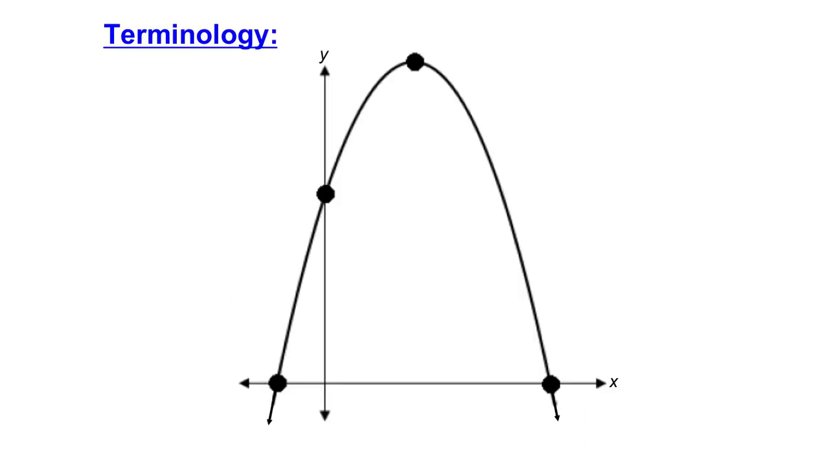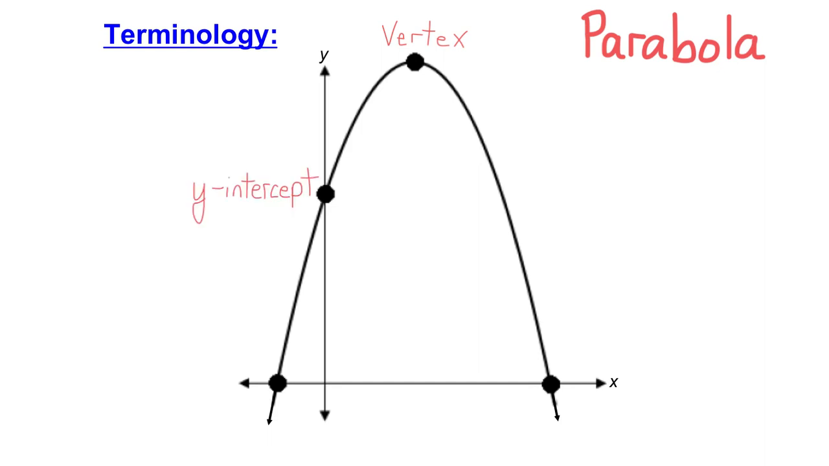So first, let's get some terminology written down so that we are using a common language when we're talking about these quadratic functions. The shape of a quadratic function on a graph is a parabola. Now, every parabola is going to have some major points. That's what I'm going to call them, and they have different names. The vertex is the highest point, or it could be the lowest point if your parabola opens the other way. And the y-intercept is the point where your parabola crosses the y-axis.